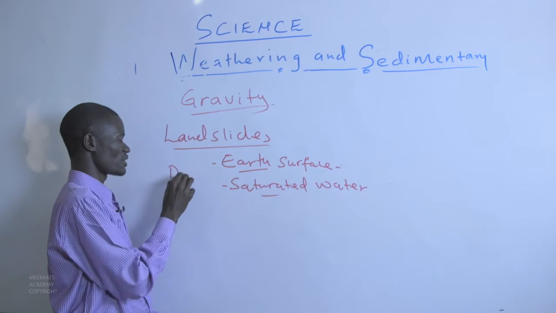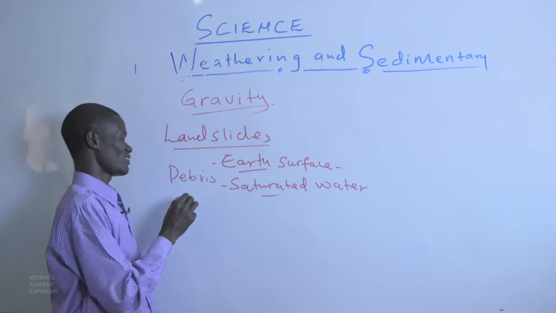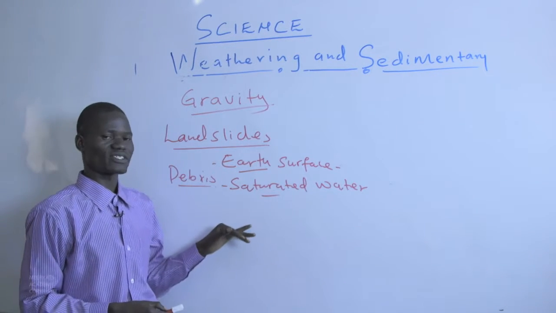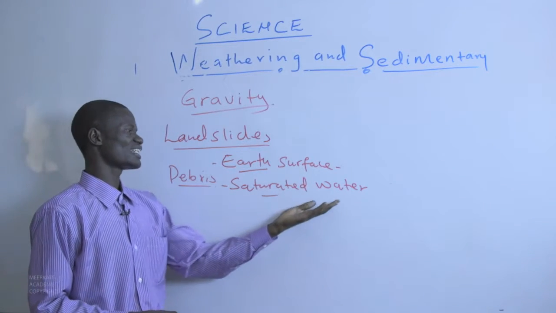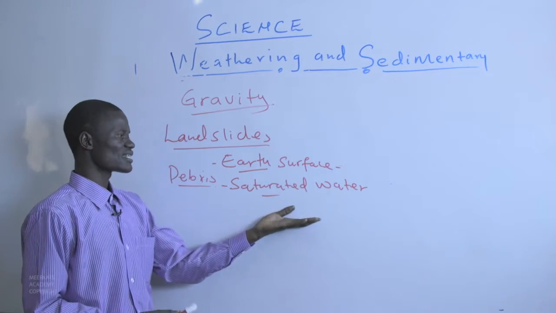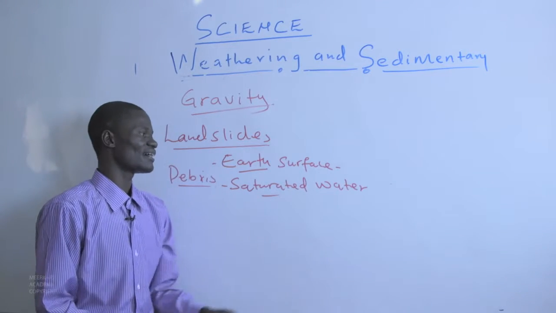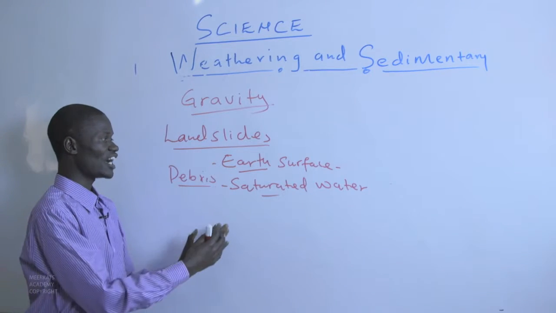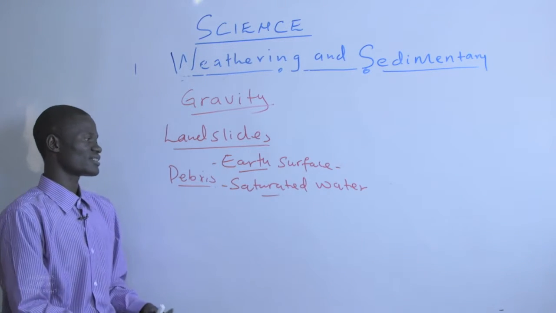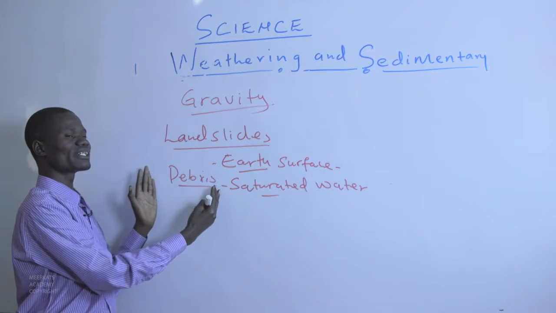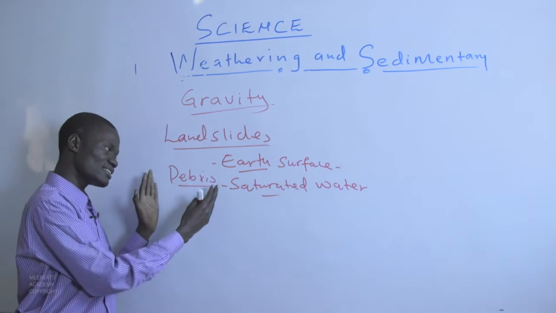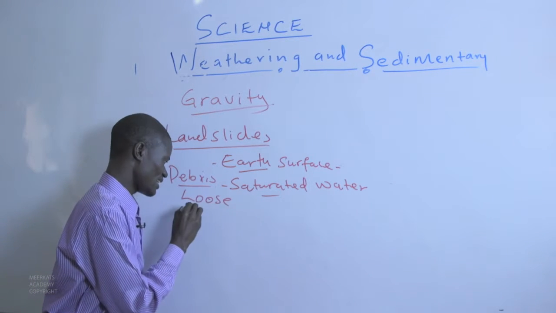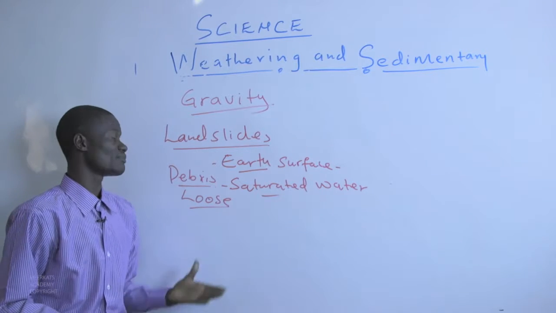Remember, these are the rock debris. They are weathered down and they are found on Earth's surface. When the Earth's surface is saturated with water, meaning there is excess water in particular areas, especially during heavy rain, the ground will be saturated with water, lubricating those debris. And these debris are very loose. They are loose and unconsolidated material.